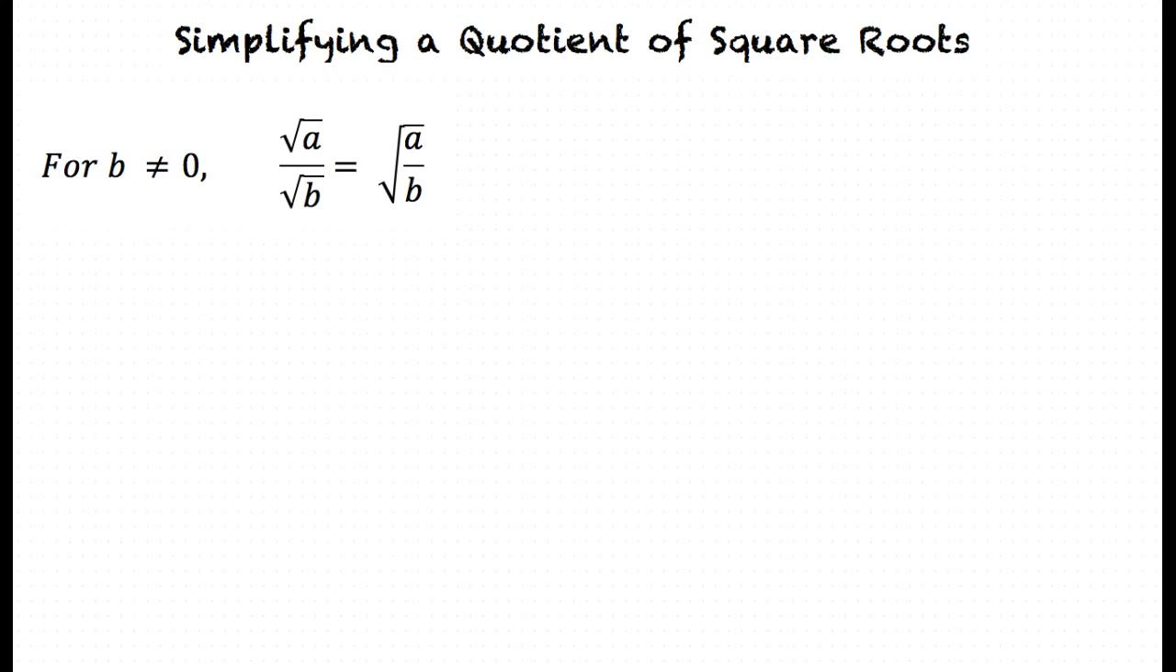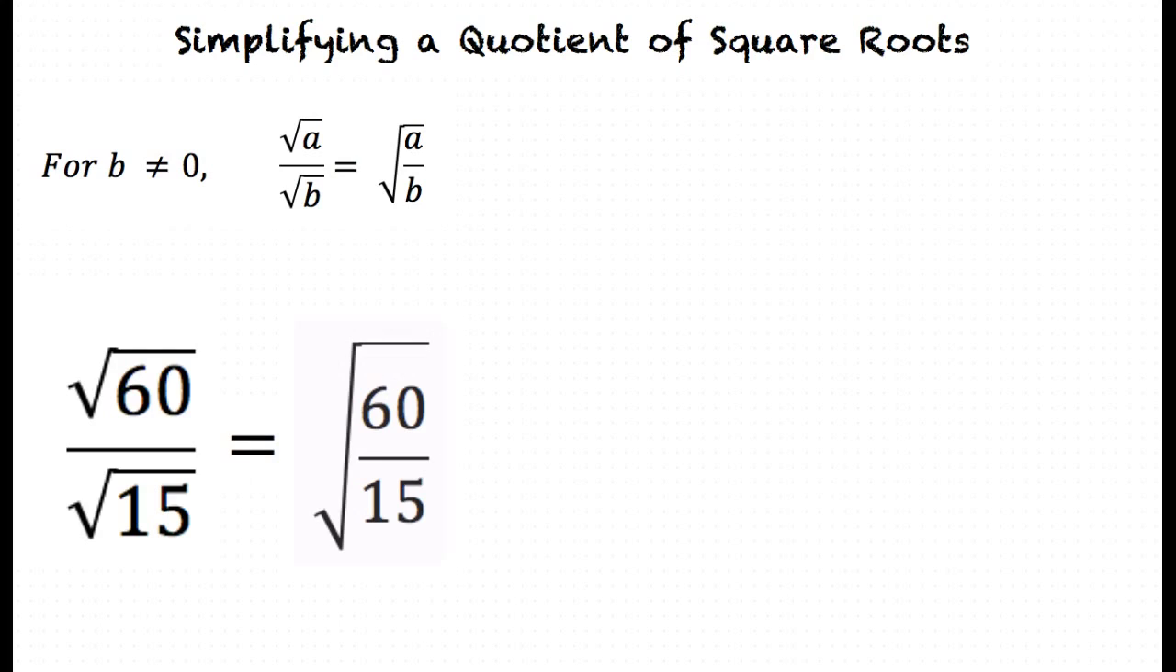Let's consider the following example. Square root 60 divided by square root 15. According to the quotient rule, the square root of 60 divided by the square root of 15 can be written as the square root of 60 divided by 15. What is the next step in solving the equation?